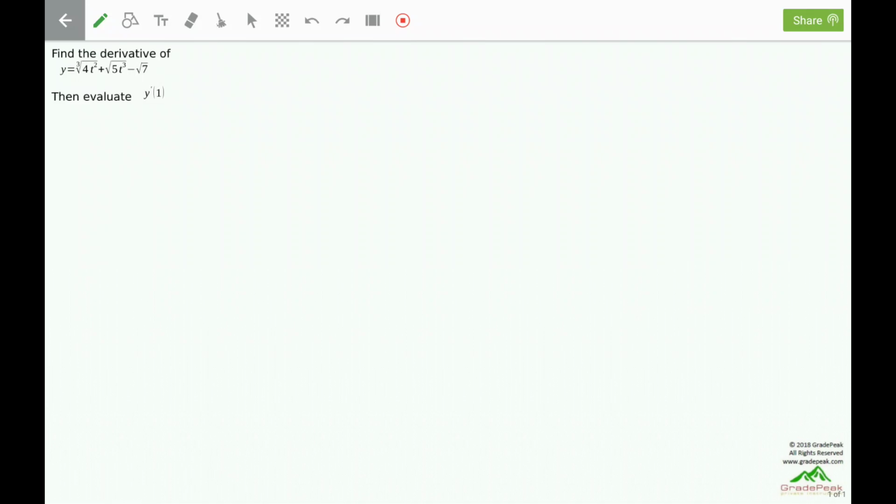Find the derivative of y equals the cubed root of 4t squared plus the square root of 5t cubed minus the square root of 7. Y here is made up of three terms combined by addition or subtraction: the cubed root of 4t squared, plus the square root of 5t cubed, minus the square root of 7. We can therefore do the derivative of each of the terms separately and combine the results by addition or subtraction accordingly.